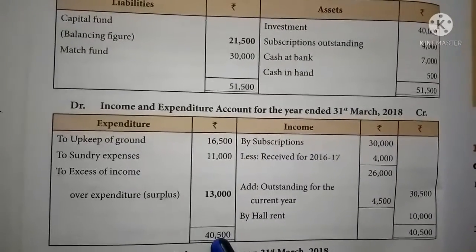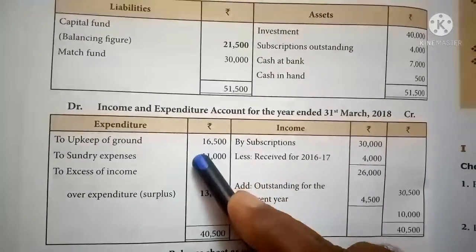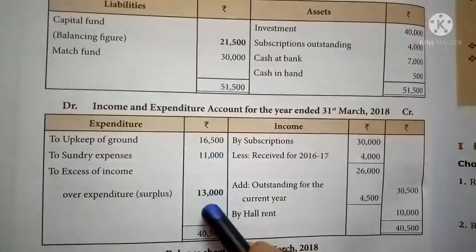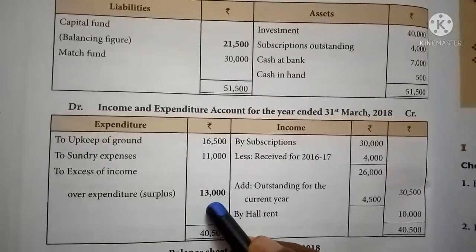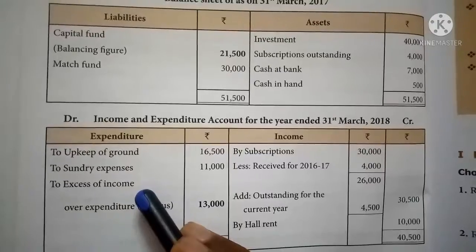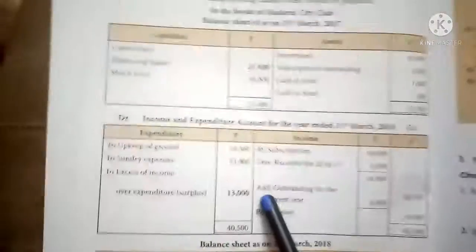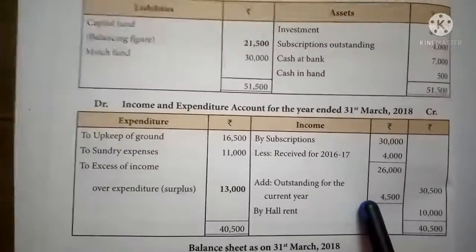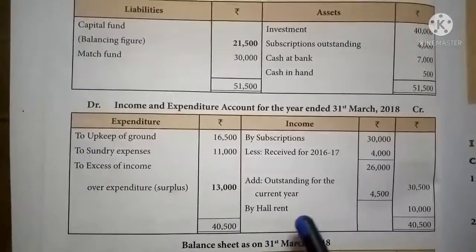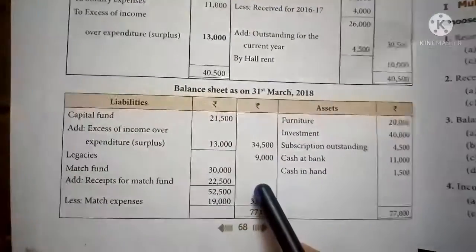From the 40,500 you can separate these two amounts: 27,500. The net amount is 13,000. It is a surplus amount, so within brackets write "excess of income over expenditure". So in this sum also the income side is more than the expense, so the surplus is 13,000. Now come to the closing balance sheet.